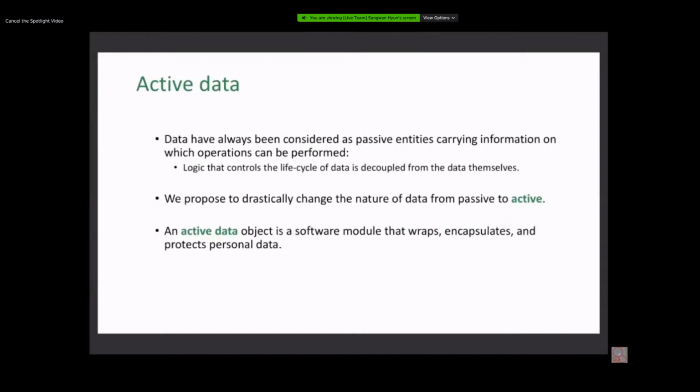This problem arises from the fact that data has always been considered passive entities, and the logic that controls the life cycle of data is decoupled from the data themselves. Hence, we propose to drastically change the nature of data from passive to active. An active data object, in our vision, is a software module that wraps, encapsulates, and protects personal data.